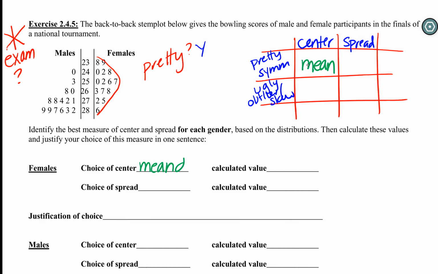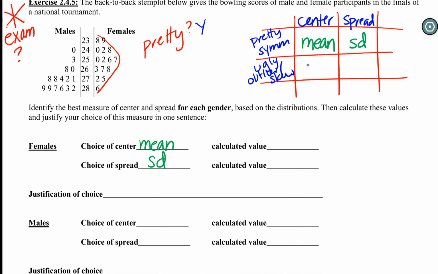And our measure of spread that goes along with that is the one we just learned about, the standard deviation. Okay, and our justification, our data is symmetric. That's it. This is usually what I put on the test. I don't even have this calculation part because to me, this is the important piece. The calculator does the calculation part.